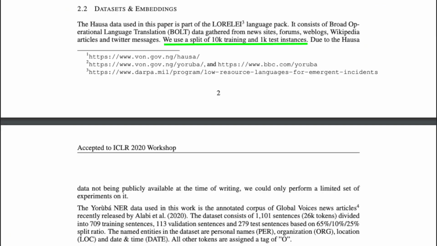Now let's talk about the methodology of the paper. In terms of datasets, we have 2 datasets here, one for the Hausa language and the other one for the Yoruba language. Now the Hausa dataset here consists of 10,000 training instances and 1,000 test instances. Unfortunately, the paper said that the Hausa dataset wasn't publicly available at the time of writing the paper, and so they couldn't run as many experiments as they would like to.